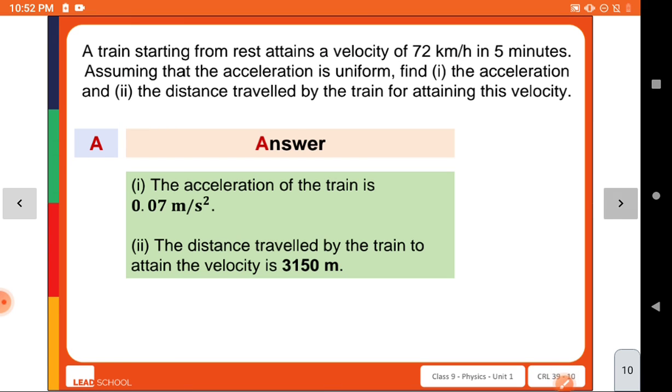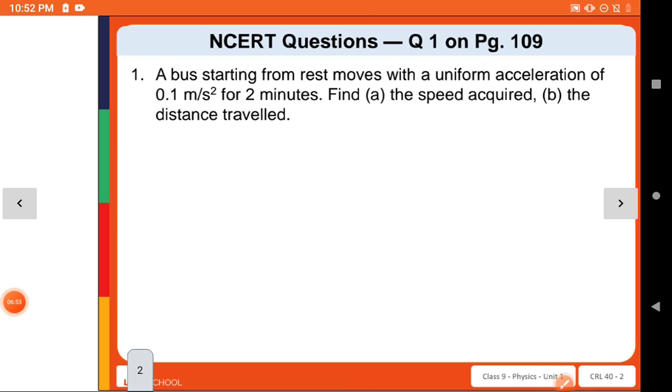So students, this is our numerical. If you want a reference, take a screenshot of this numerical and practice related questions on equations 1 and 2, taking reference from this numerical. Students, open your NCERT book, page number 109.